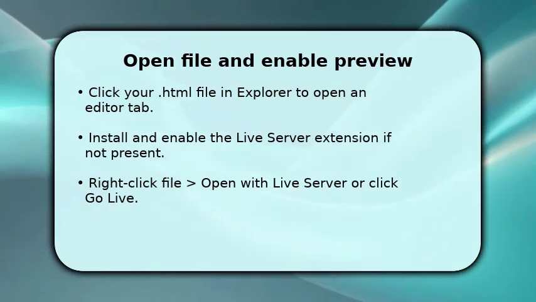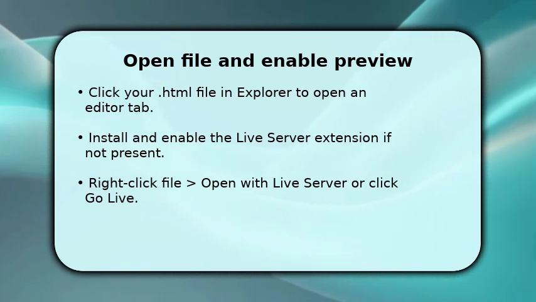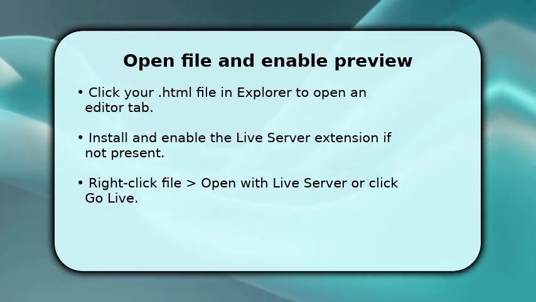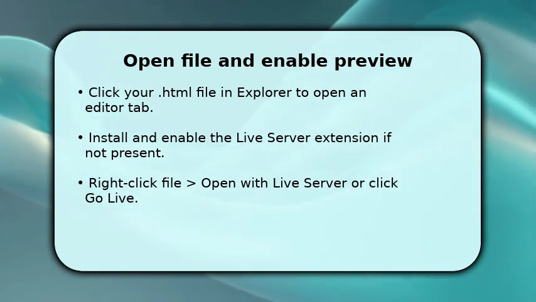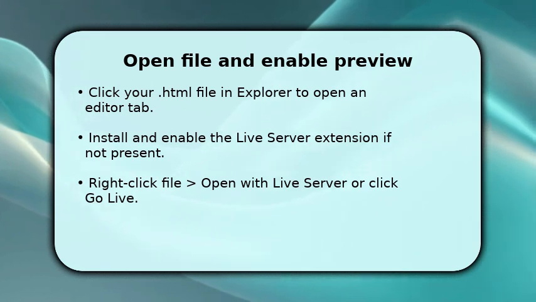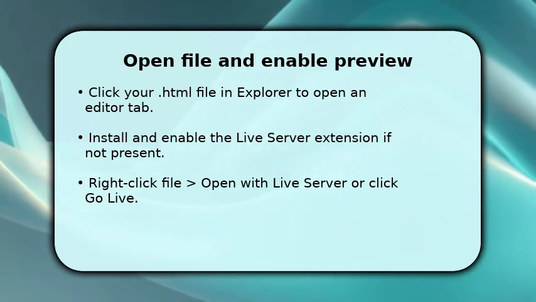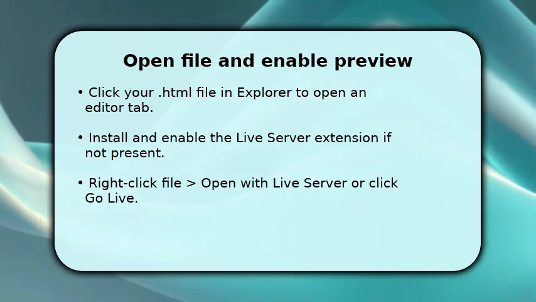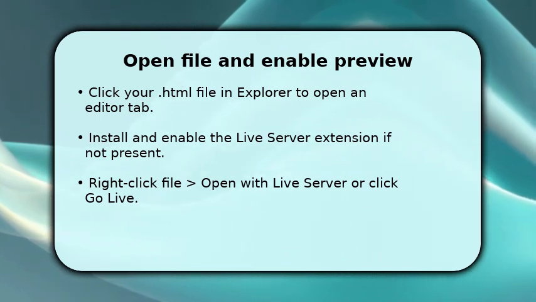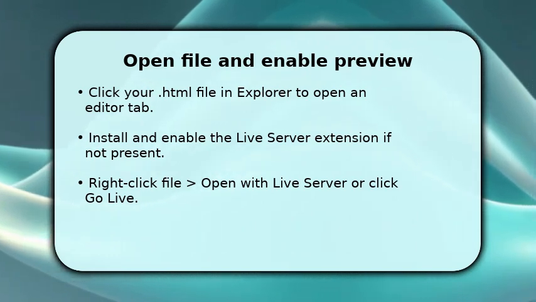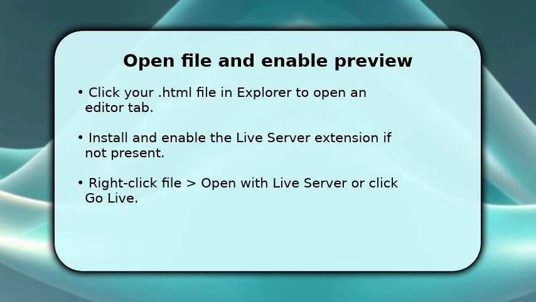Next, you need a live preview. Install the Live Server extension if you haven't already, because this is the fastest, one-way method to open HTML directly from VS Code into a browser. Once enabled, click the Go Live button in the bottom right or right-click the open file and choose Open with Live Server. This launches your default browser at a localhost URL and provides automatic reloads when you save changes.